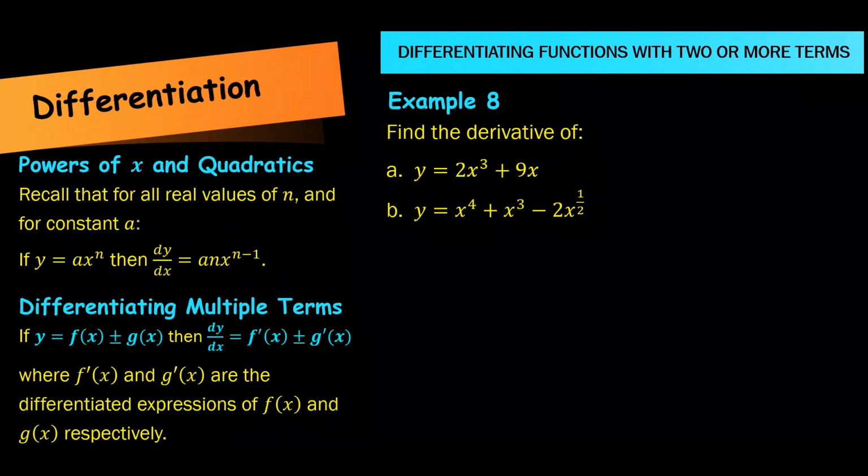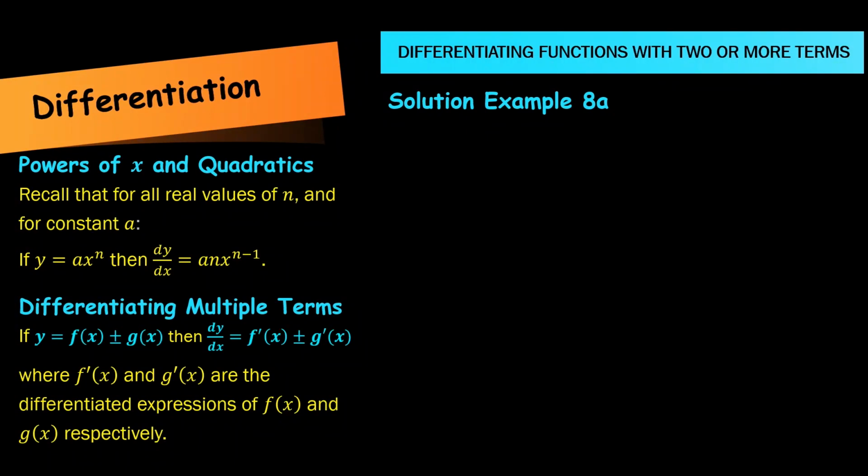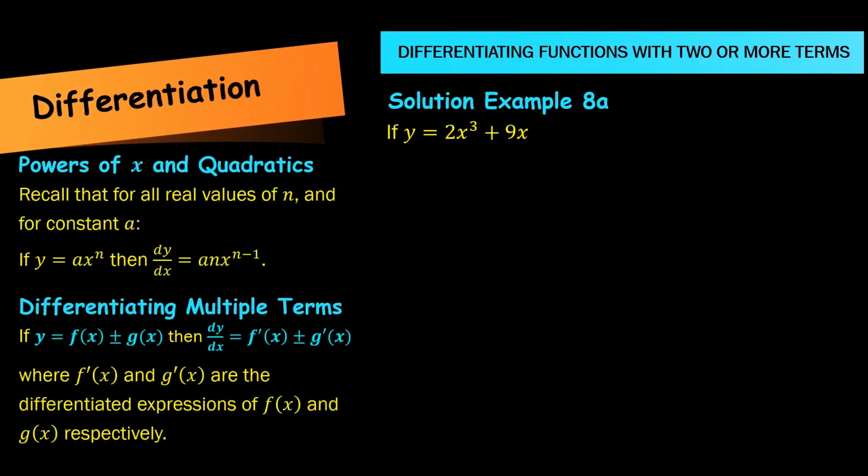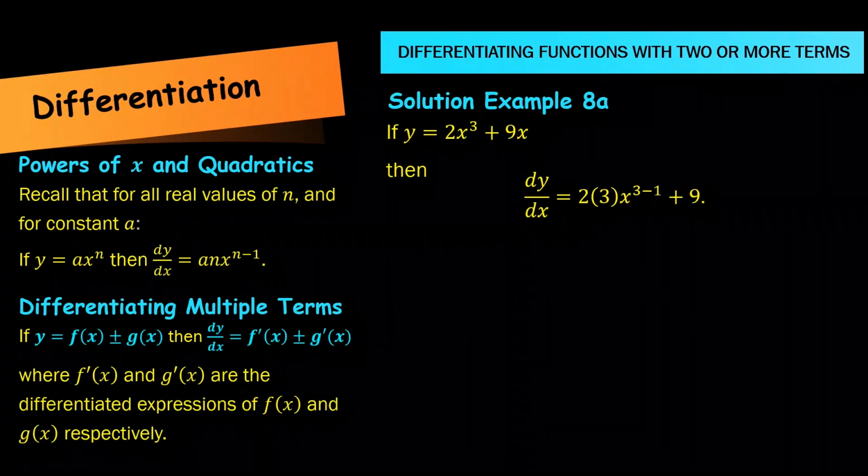So let's solve part A. If we have y equals 2x cubed plus 9x, let's differentiate term by term. So we have dy dx equals 2 times 3 times x to the power 3 minus 1 plus 9. How did we obtain this?